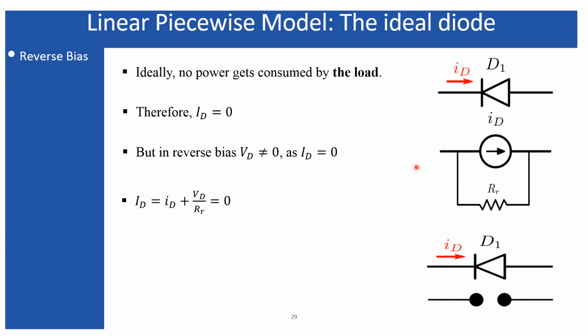ID is defined by the current due to this constant current source and the current through this resistance. The current of the constant current source I have assumed to be small id, and since the voltage drop across the diode is assumed as Vd, the current through this resistance is Vd by R, and both of them are equal to zero. Both being zero means individual components: ID individually goes to zero, and Vd by R should go to zero individually.